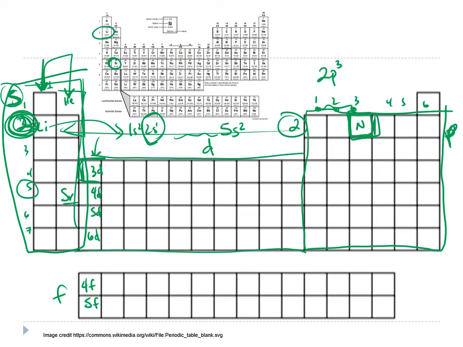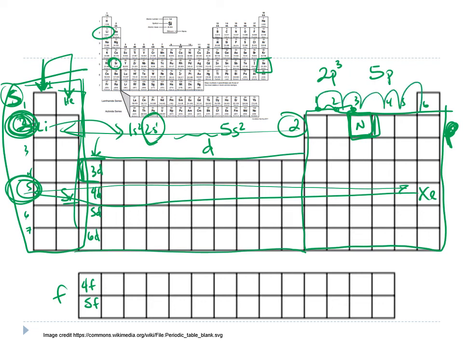Let's look at xenon. Xenon is here in energy level number 5. All the way over, here's xenon. Xenon's last piece of its electron configuration is going to end in 5. P block, p, 1, 2, 3, 4, 5, 6. 5p6 will be the very end of xenon's electron configuration.